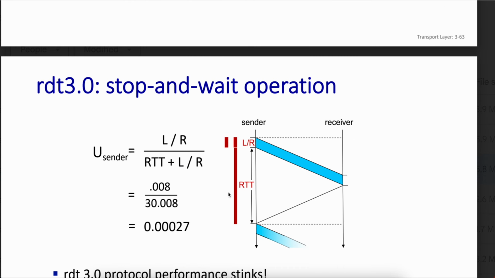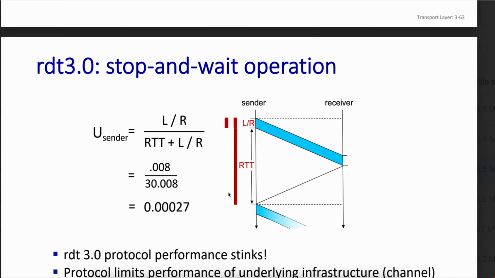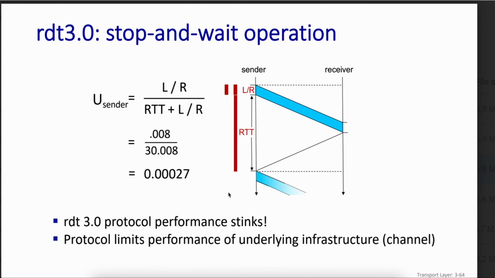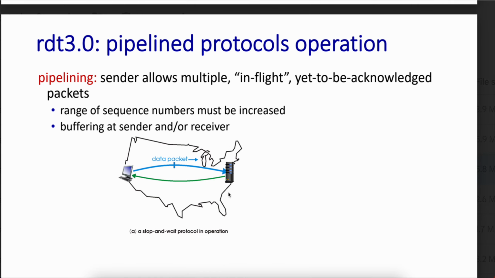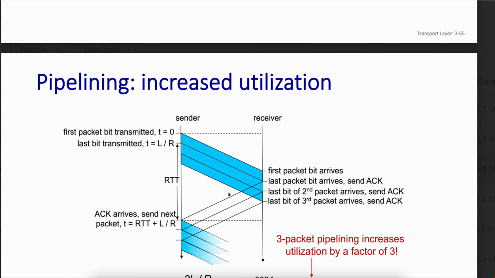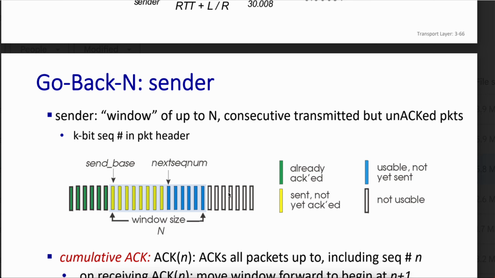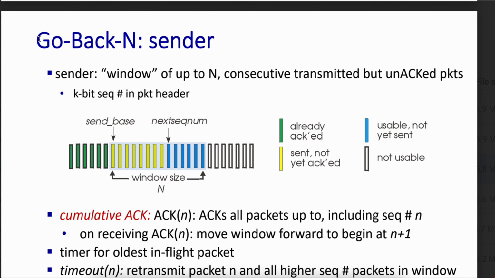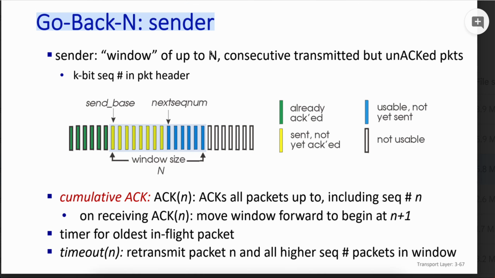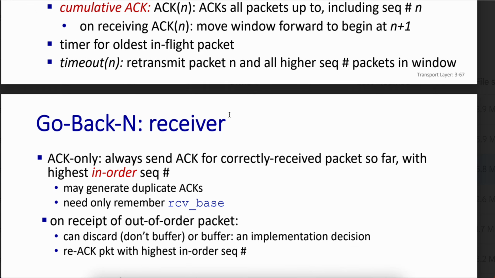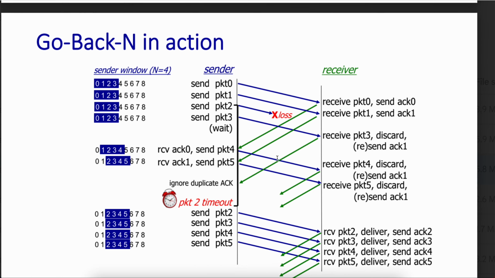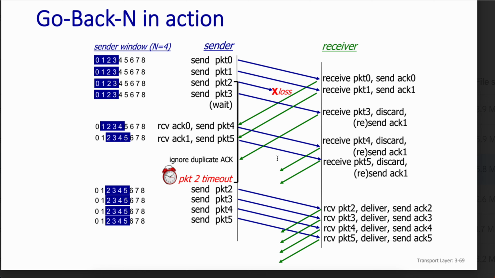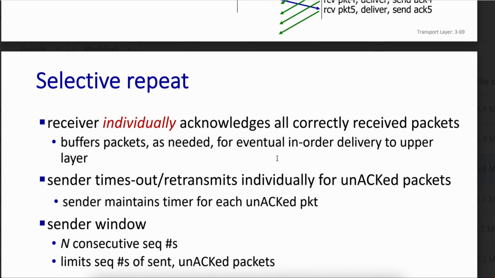This one won't. RDT 3.0 stop and wait: you need to know what the stop-and-wait operation is, because it's quite important. Pipeline protocol operation won't. Go-Back-N is very important. Whether in the midterm or in the final, you need to understand why and what things will happen in Go-Back-N. It's definitely very important. You need to remember this picture, what happened, and why these things look like this.